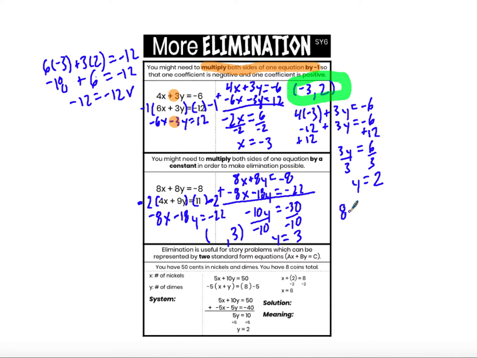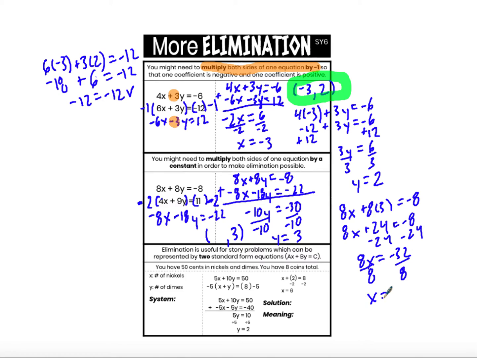I'm going to just use the first equation like I normally do. 8x plus 8 times 3 equals negative 8. Multiplying first, 8x plus 24 equals negative 8. Subtracting 24 from both sides, I have 8x equals negative 32.